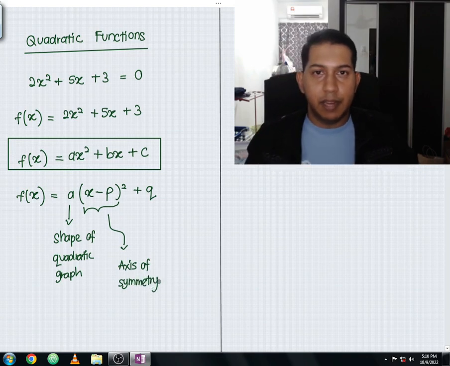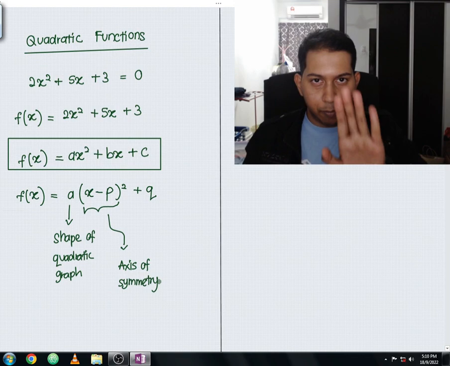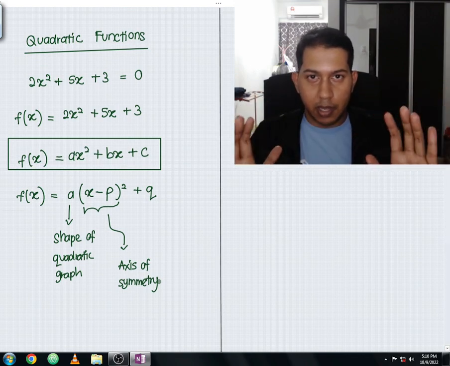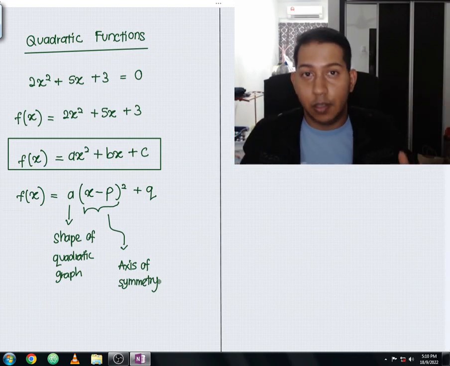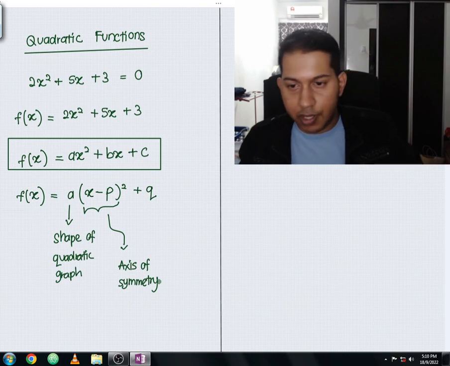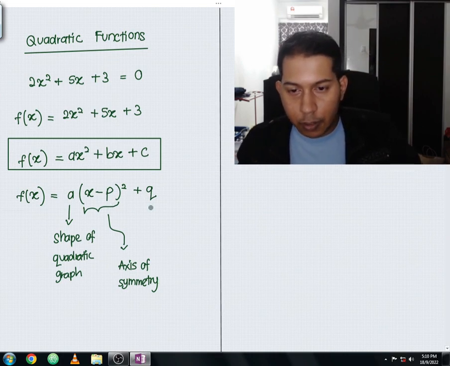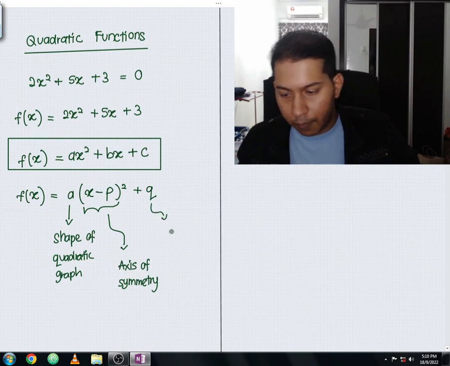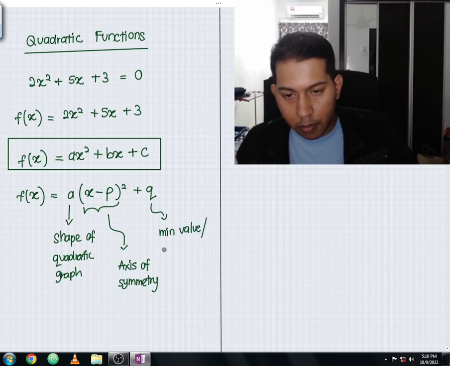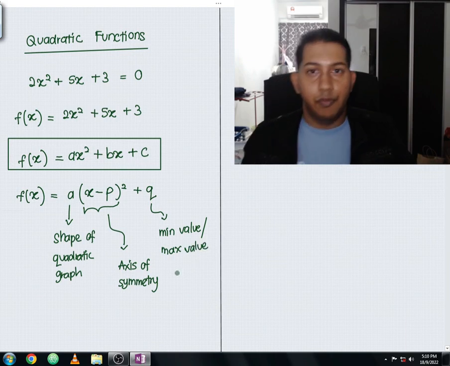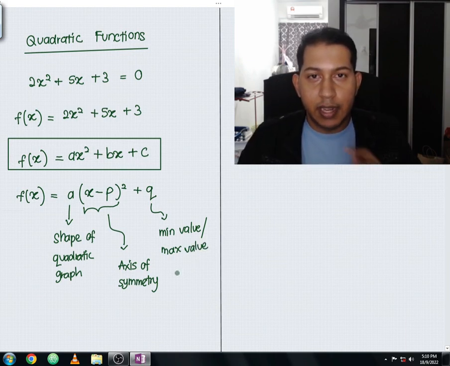Axis of symmetry basically is just a line which splits the area equally. That is called the axis of symmetry, which this x minus p stands for. This q will be the minimum value or maximum value, depending on the coefficient of A.